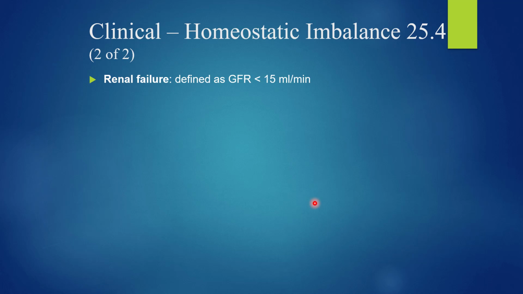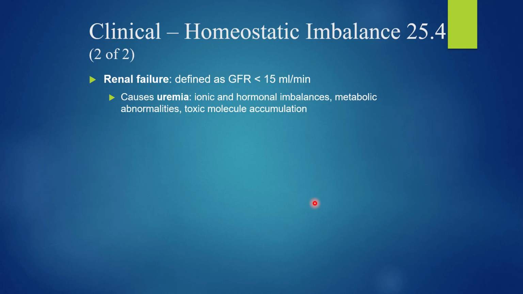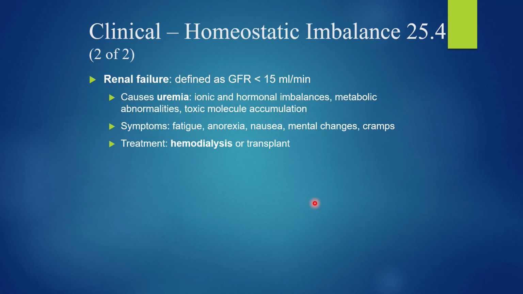Renal failure is defined as a glomerular filtration rate that is less than 15 ml per minute, and it causes uremia. These are ionic and hormonal imbalances, metabolic abnormalities, and toxic molecular accumulation. So I remember one of my aunties died of renal failure because of uremia. Symptoms of renal failure will be fatigue, anorexia, nausea, mental changes, and cramps. A treatment for this is hemodialysis or transplant.